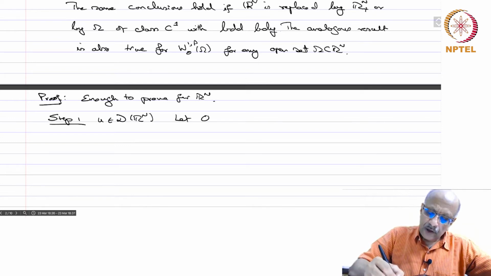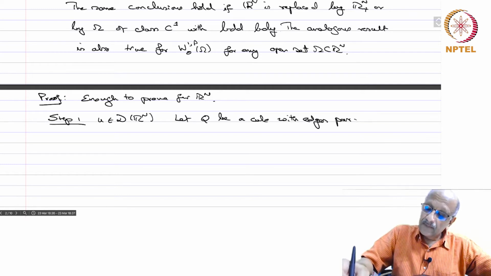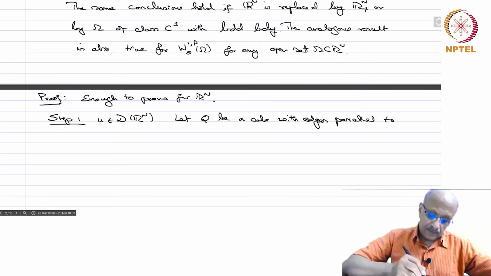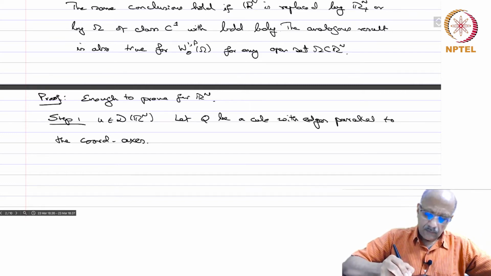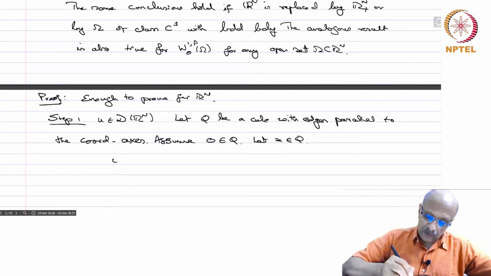So let Q be a cube with edges parallel to the coordinate axis. Assume 0 is in Q and let x belong to Q. Okay, so what is u(x) minus u(0)?